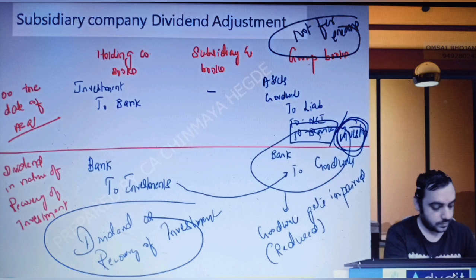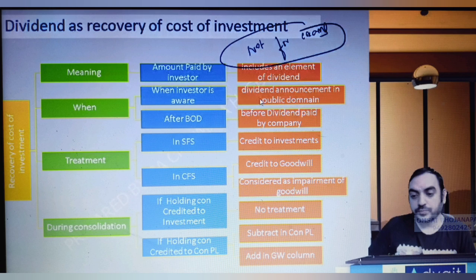If the holding company credited this recovery of dividend to the P&L account wrongly, that should be removed from the P&L account, meaning in our working column, con PL should be subtracted. And goodwill should be reduced. Now, goodwill should be reduced means in our goodwill column, tell me, minus or plus? In our working format, goodwill is a negative number, but if you want to reduce it, it's going to be plus. So subtract in con PL, add in goodwill. You minus in one column, add in the plus column. That is if you treat it like a recovery of investment, and if the holding company wrongly transferred it to P&L.